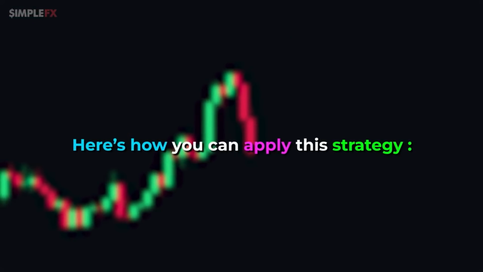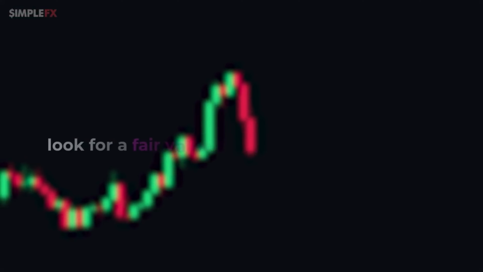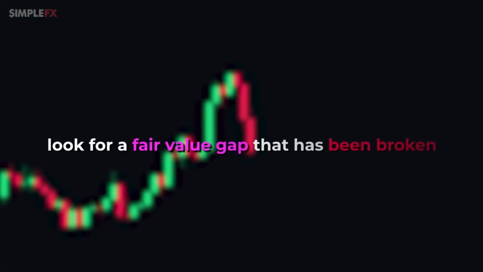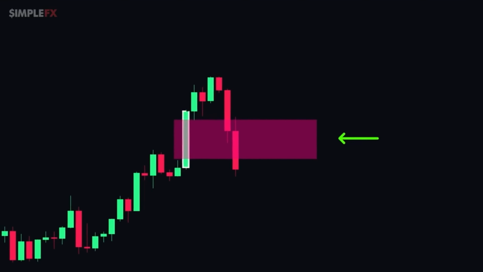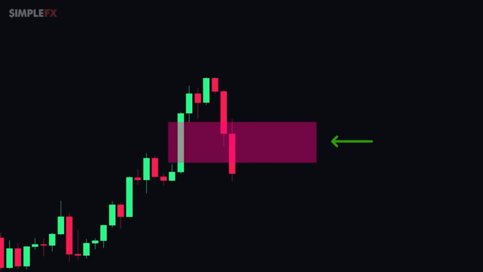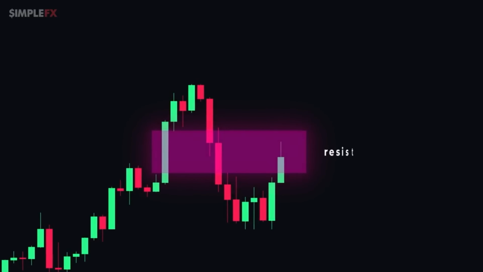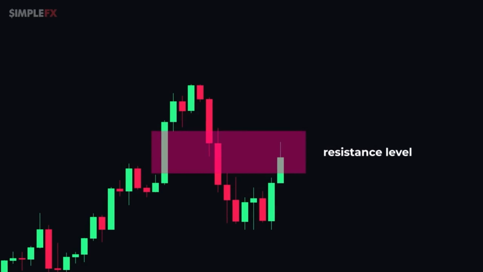Here's how you can apply this strategy. The first step is to look for a fair value gap that has been broken. This means the price has already moved through it once. In this case, we see this bullish fair value gap that's been broken. Next, wait for a retracement back towards that gap. This broken fair value gap now acts as a resistance level once it retraces.